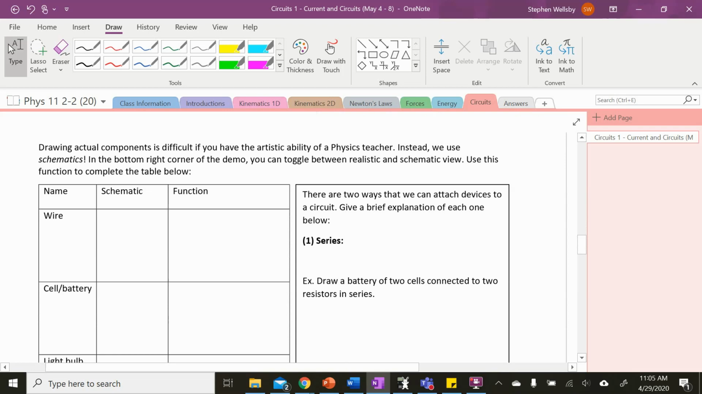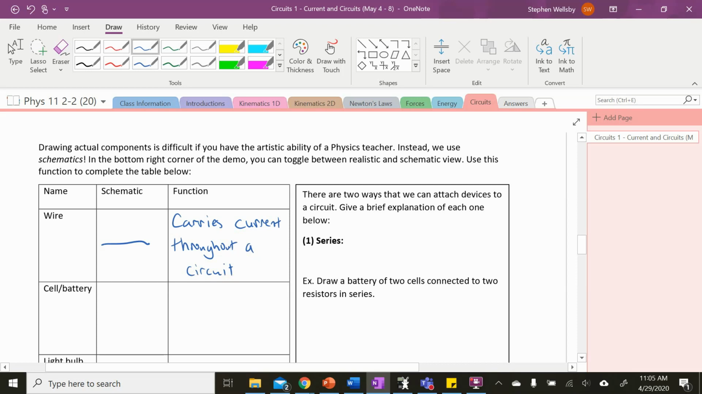So, for example, in a schematic diagram, a wire is just a line, very easy, and a wire carries current throughout a circuit.